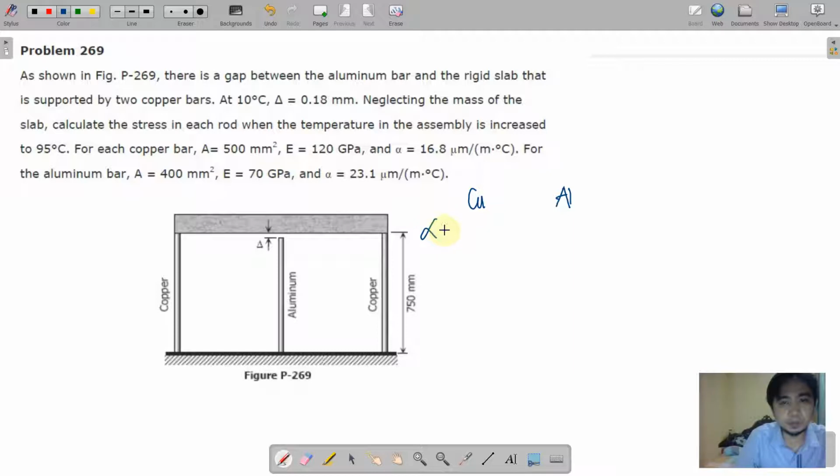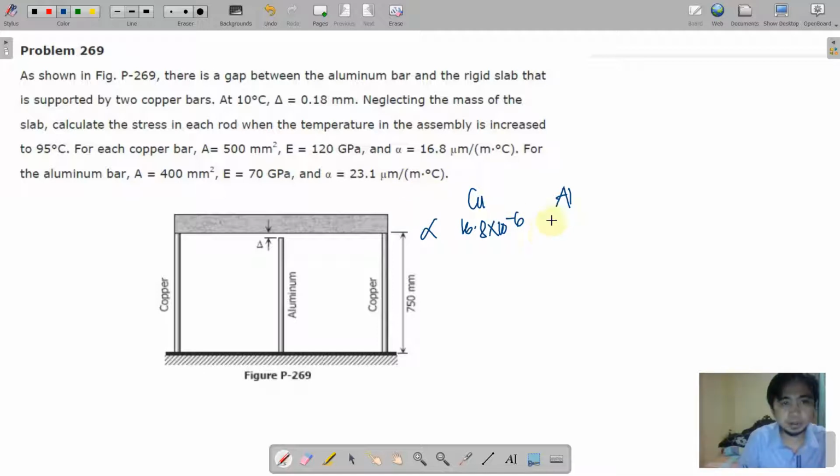I'll just write its corresponding alpha. The alpha for copper is equivalent to 16.8 times 10 raised to negative 6 per degree Celsius. We have a prefix here of micro, so that is multiplied by 10 raised to negative 6, to have a consistent unit of meter paired to its denominator.